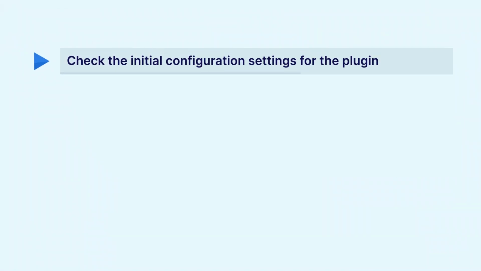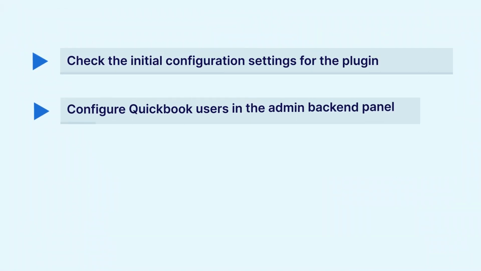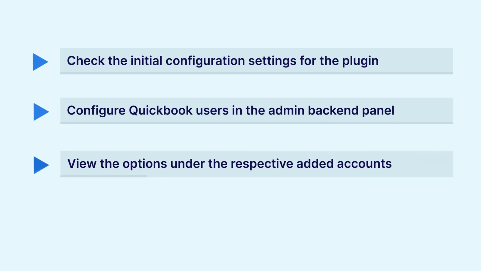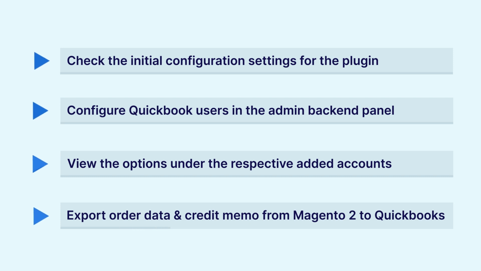Before I proceed further, in today's video tutorial we'll be checking out the initial configuration settings for this plugin. Then we'll see how to configure the users or the QuickBooks accounts on the Magento 2 end, and the different options that we get under the accounts. Then we'll see how to export the sales receipts or the order data and the credit memos from the Magento 2 end into QuickBooks manually as well as automatically.